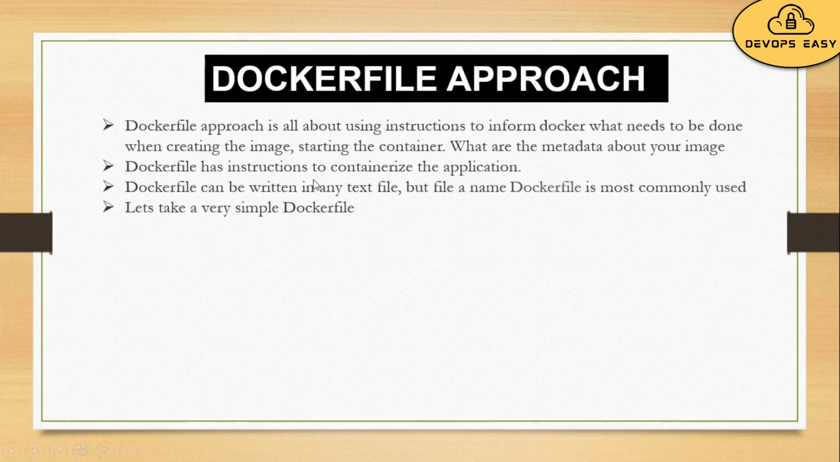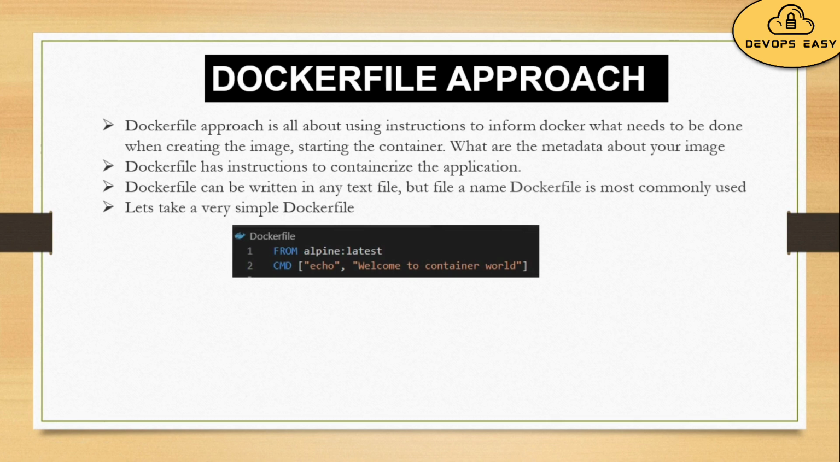Right, Dockerfile has instructions to containerize the application. So Dockerfile is a simple text file, and the file name should be Dockerfile itself. And this is the most recommended approach. You can give any name for your Dockerfile, but Docker recommends using Dockerfile as the name for every Dockerfile you create.